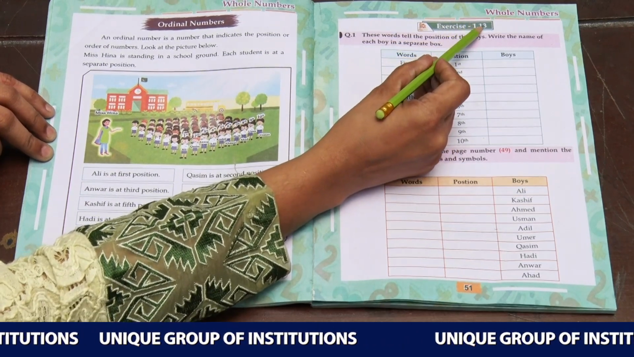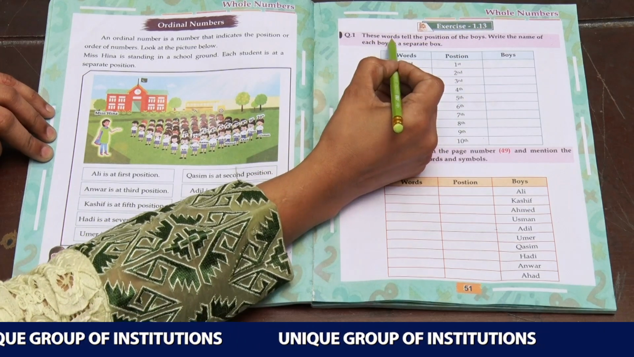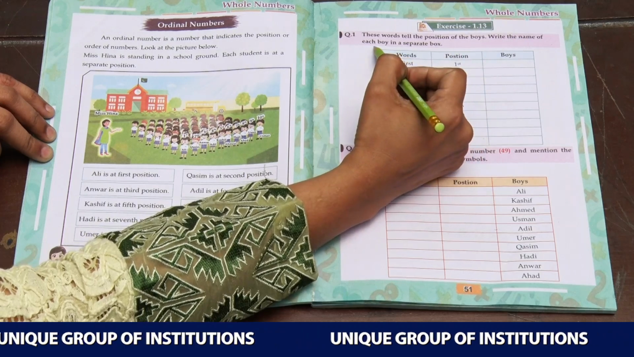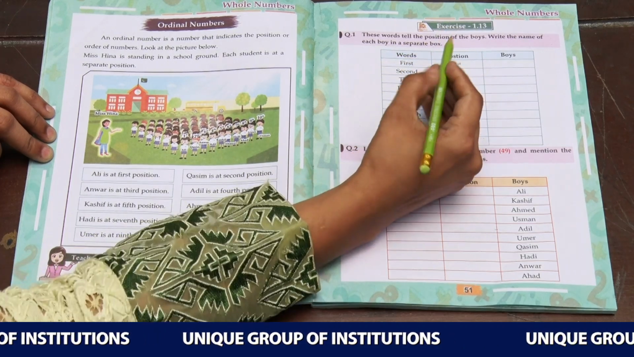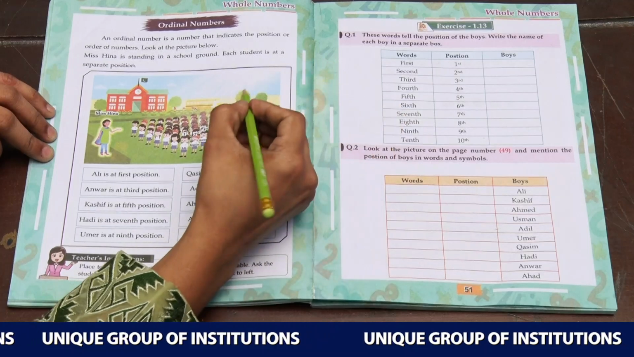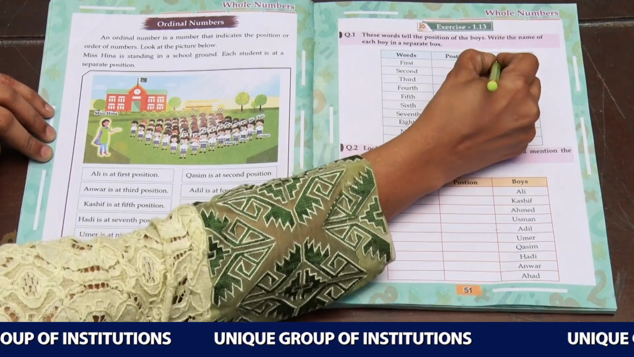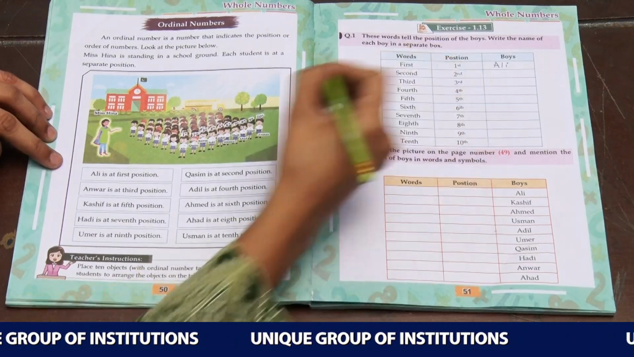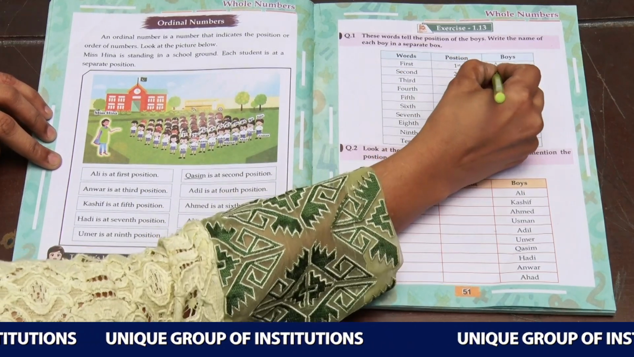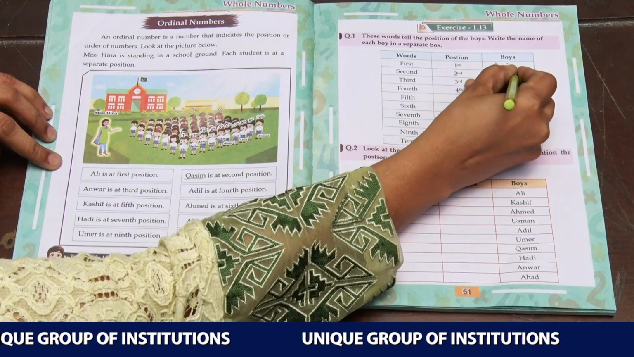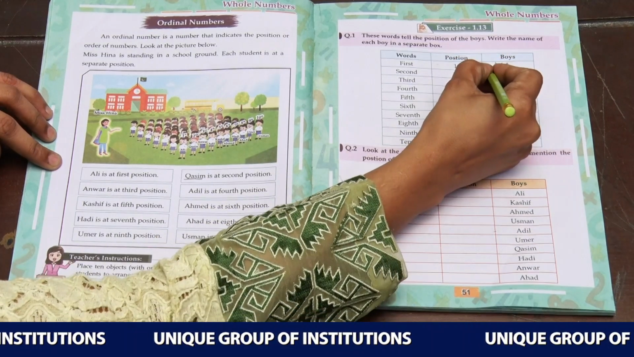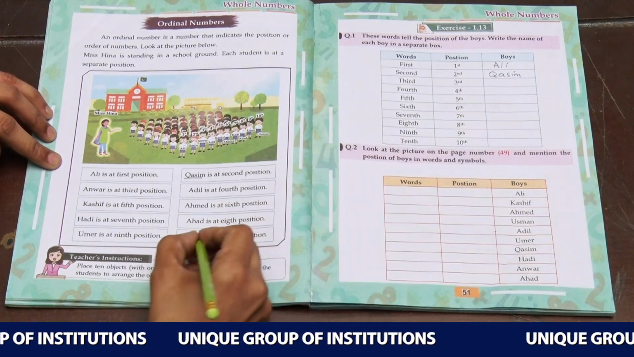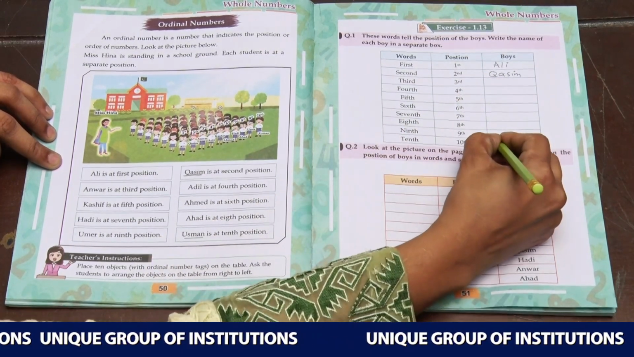Exercise number 1.13. These words tell the position of the boys. Write the name of each boy in a separate box. First, which student is standing at first? It is Ali. Okay. The second position is Qasim. And like this we will move up to the 10th, and at the 10th position there is Usman.